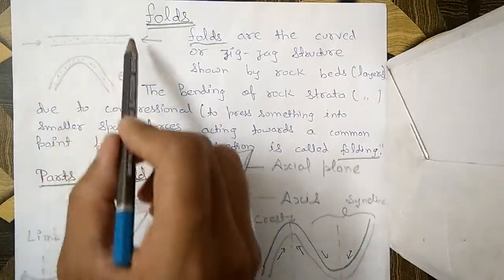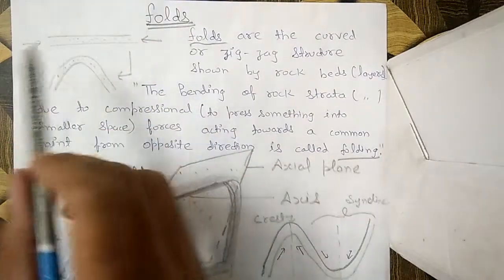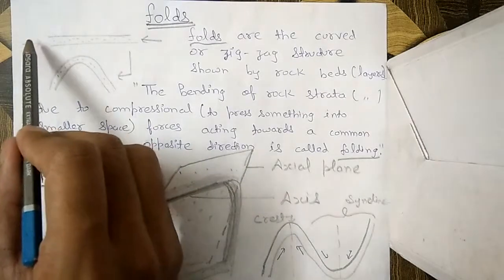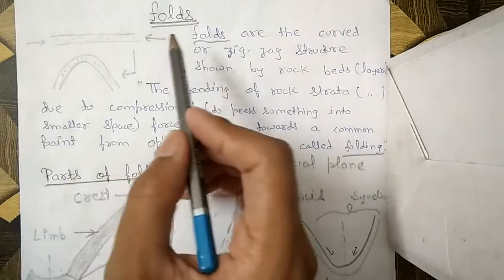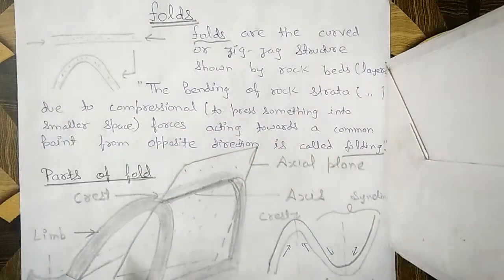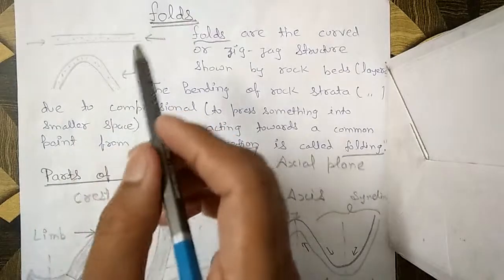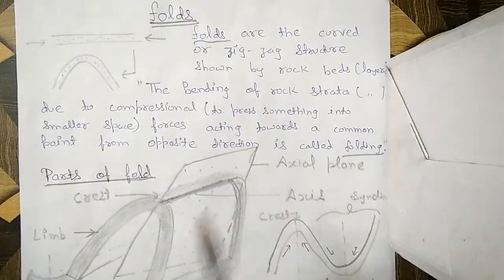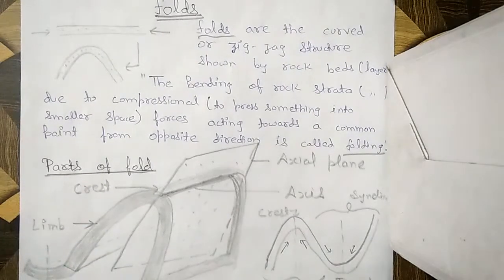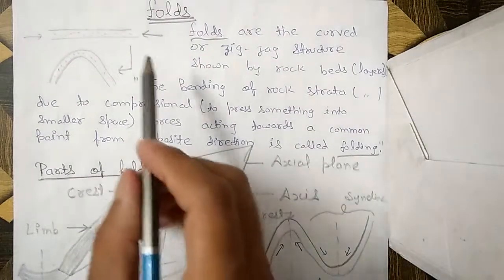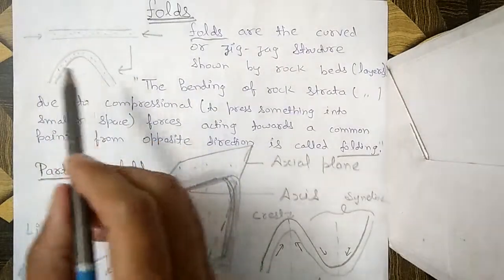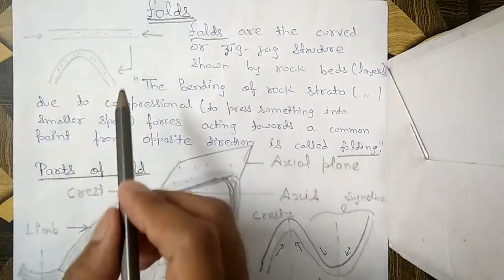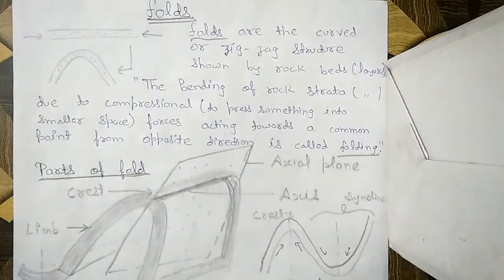Suppose this is a rock layer and I apply force from both directions, from here and here. So what will happen? I want to compress it, which means I want to press it into a smaller space. After the application of force, it will become like this. So this structure is called a fold.